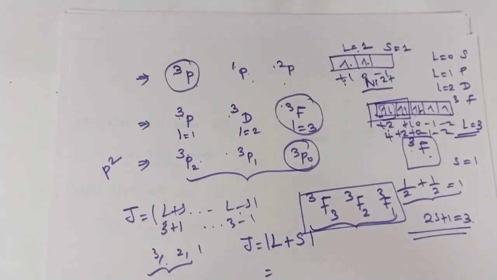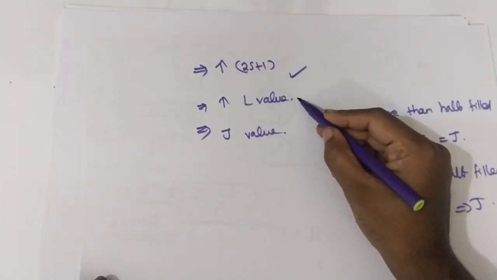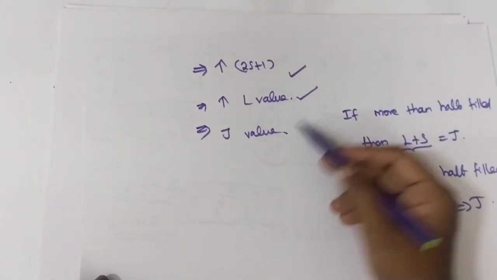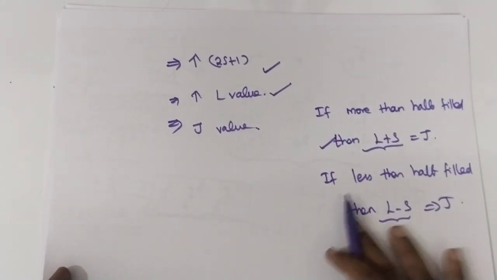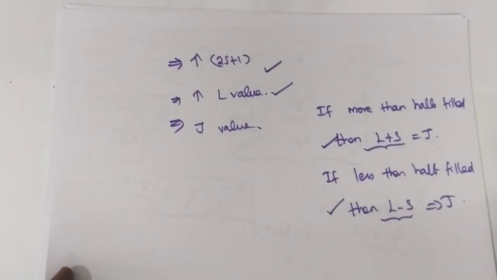This is how you have to find out the ground state term symbol for any given configuration. That ground state term symbol should have greater 2S plus 1 value, greater L value and J value. If it is more than half filled, then you have to take L plus S, and if it is less than half filled, then you have to choose L minus S. Very simple rules and very simple concept.